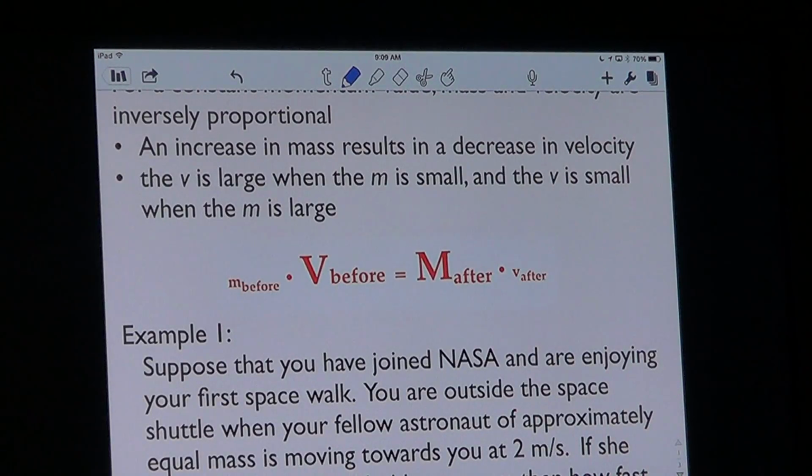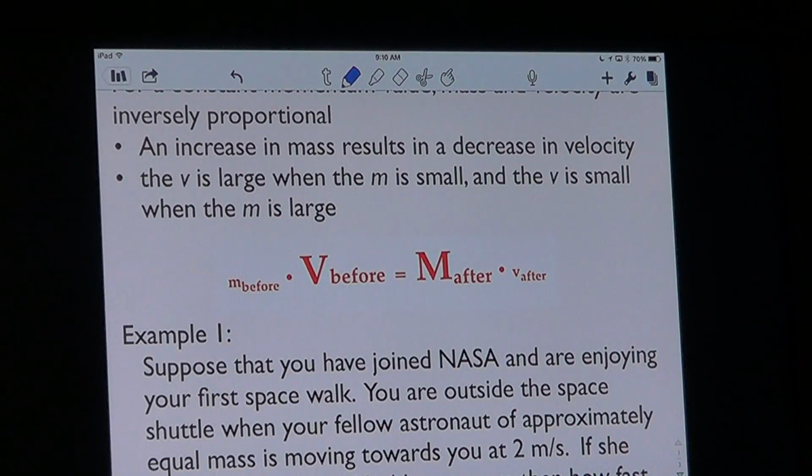Okay, so if we have two objects, we know that the mass before the collision times the velocity before the collision, summed together, will equal the mass after times the velocity after. And in all of these cases, before the collision, one of the objects is not moving. So you would just have one mass before and one velocity before, because the other one has a velocity of 0, so we're not concerned about that one.